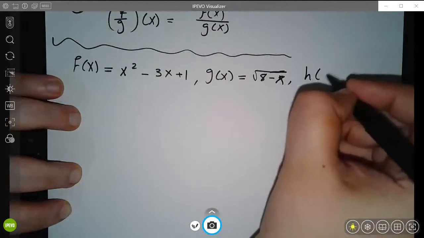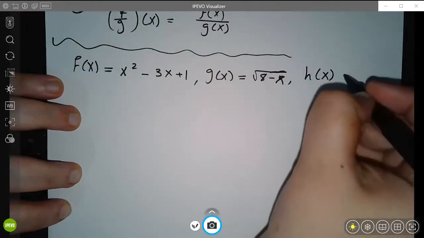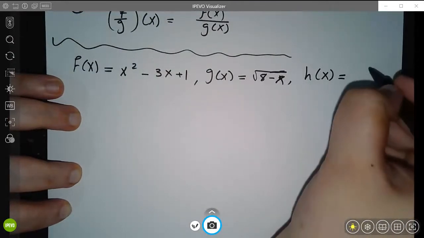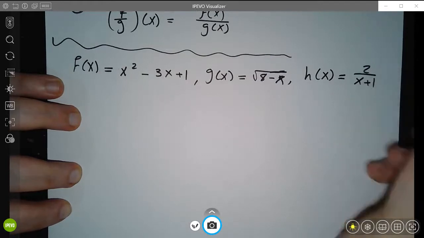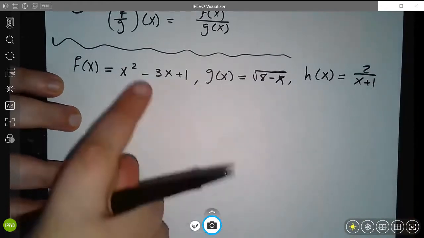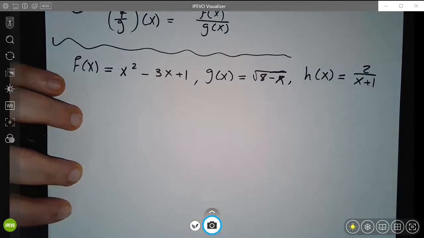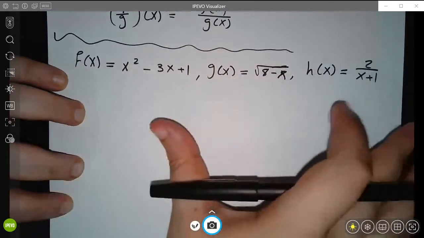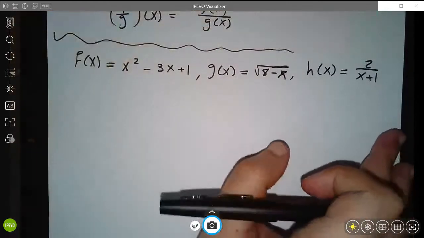And we have a third one, which is h of x. H of x is 2 over x plus 1, which is a rational function. So we have a quadratic, a radical, and a rational function. H is a separate function, right? So f, g, and h.